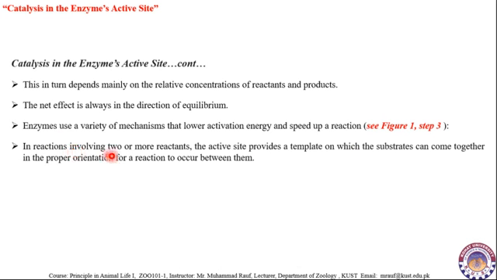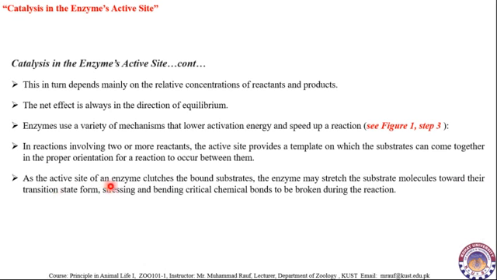In reactions involving two or more reactants, the active site provides a template on which the substrates can come together in the proper orientation for a reaction to occur between them. So the active site provides a workbench on which the reactants can combine and they can be converted into products.